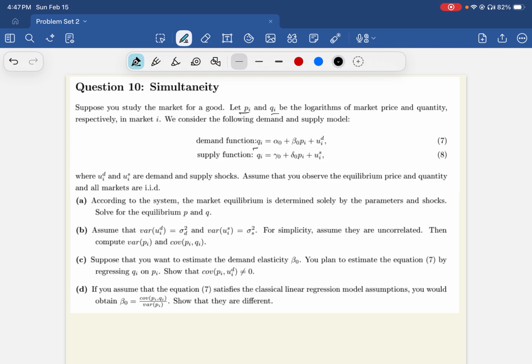And the models are simplified to linear models. Of course, we only observe the equilibrium price and quantity in each market. And markets are independent and identical. Let's just calculate. It's a microeconomics question. What is the equilibrium P and Q?